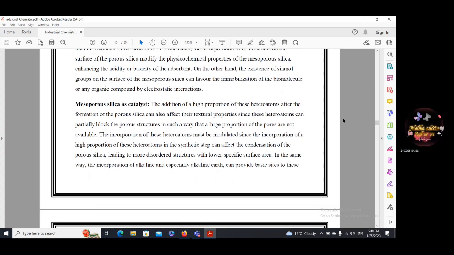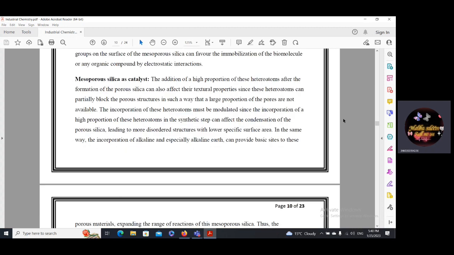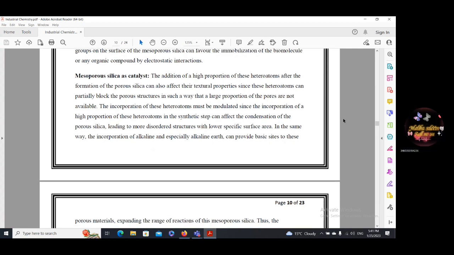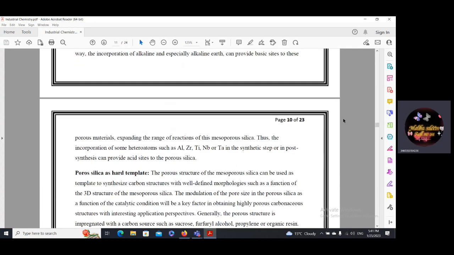Second one is mesoporous silica as catalyst. The addition of a high proportion of these heteroatoms after the formation of the porous silica can also affect the textural properties, since these heteroatoms can partially block the porous structure, in such a way that a large proportion of the pores are not available. The incorporation of these heteroatoms must be modulated, since the incorporation of a high proportion of these heteroatoms in the synthetic step can affect the condensation of the porous silica, leading to a more disordered structure with lower specific surface area. In the same way, the incorporation of alkaline and especially alkaline earth metals can provide basic sites to these porous materials.